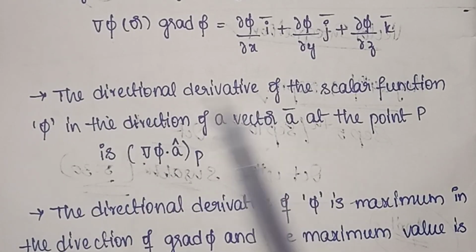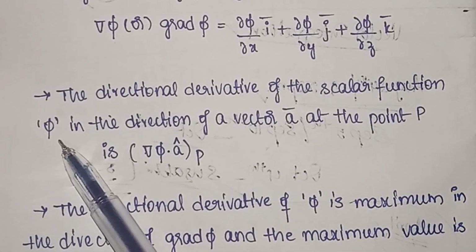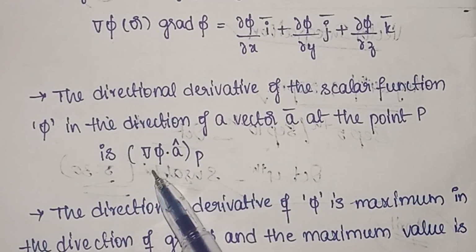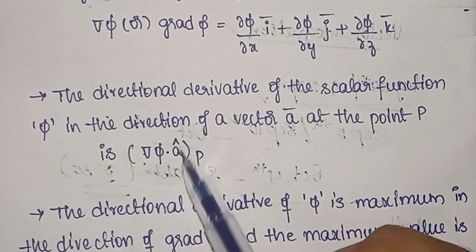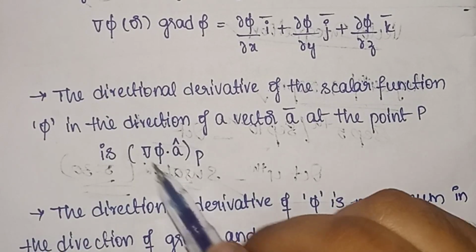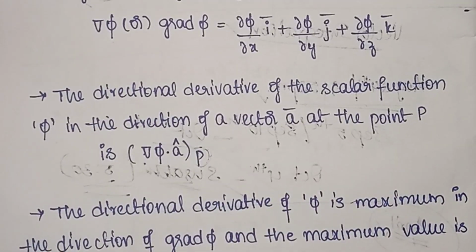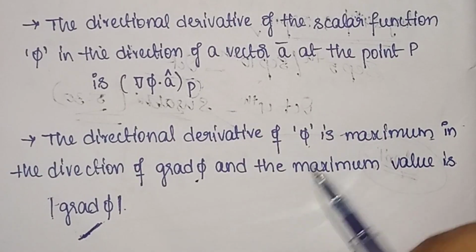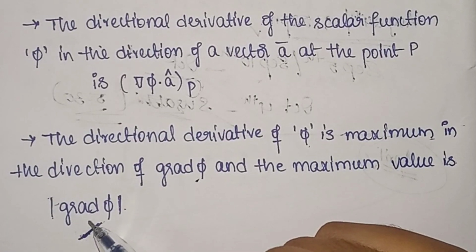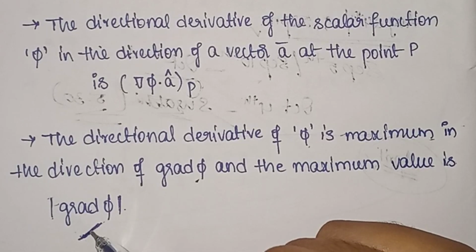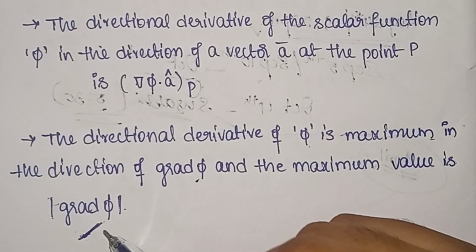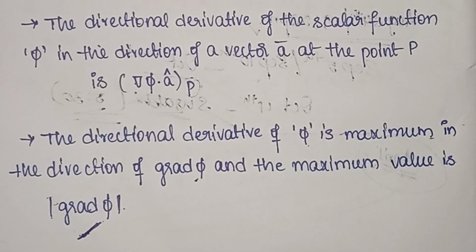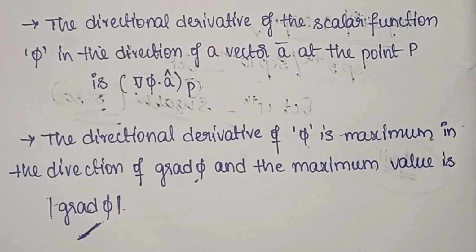If the directional derivative of the scalar function phi in the direction of vector a bar at the point P is given by del phi into a cap, which is evaluated at this point P. The directional derivative of phi is maximum in the direction of gradient of phi, and the maximum value is found by using this particular formula, that is modulus of grad of phi. Now let's see what is divergence and curl. With this you will be completing the basic formulas required to solve the problems.